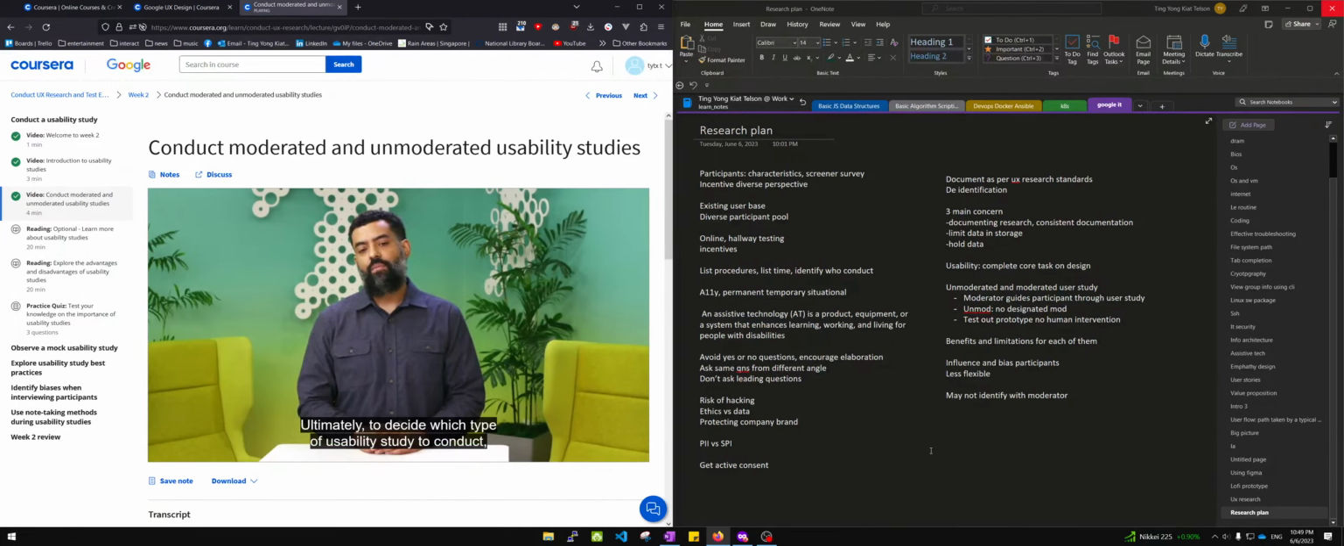Ultimately, to decide which type of usability study to conduct, the UX team has to consider the scope and goals of the study and the types of participants you are trying to reach. Next up, we'll talk about how usability studies are structured.